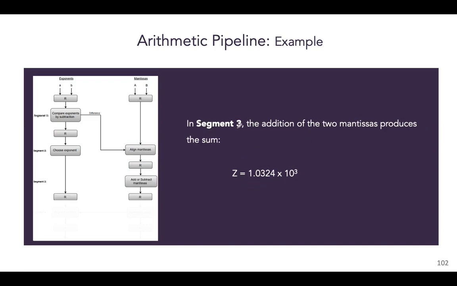Then in segment 3, the two mantissas are added. You can see here in segment 3, we have to add the mantissas since we're talking about addition. If we had been talking about subtraction, we would have to subtract the mantissas, right? So since we're talking about addition, we add the mantissas and we get this new number. The exponent will be the exponent of whatever the larger number was. Now this is the exponent, this is the added mantissas. The result again is stored in a register.